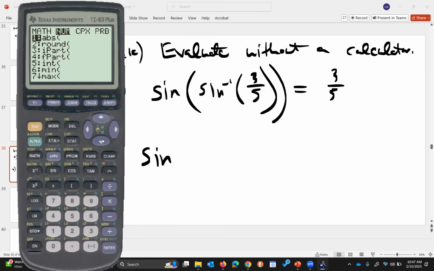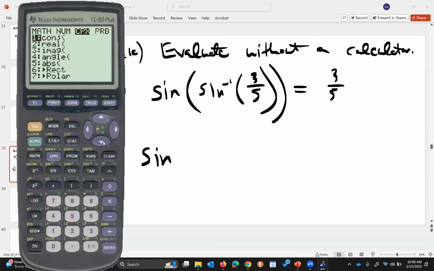You can take the absolute value of a number. You can round a number. You can take the complex part of a number. You can take the function part. You can find the integer that's the closest without going over. Minimum, maximum. Ooh, LCM. Do you guys remember LCM in fourth grade? Lowest common multiple. And what's the other one? Greatest common divisor. It is a divisor.